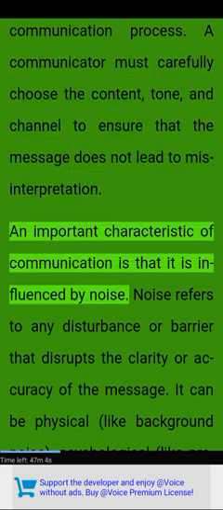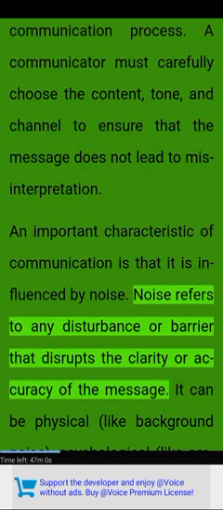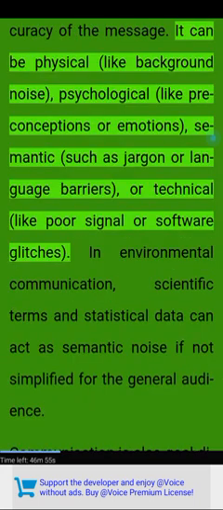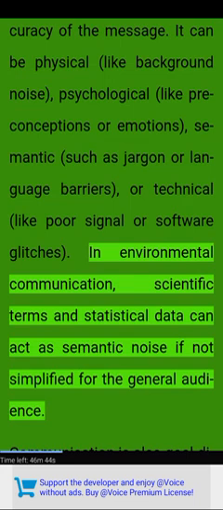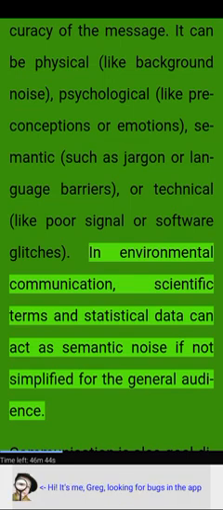An important characteristic of communication is that it is influenced by noise. Noise refers to any disturbance or barrier that disrupts the clarity or accuracy of the message. It can be physical, like background noise, psychological, like preconceptions or emotions, semantic, such as jargon or language barriers, or technical, like poor signal or software glitches. In environmental communication, scientific terms and statistical data can act as semantic noise if not simplified for the general audience.